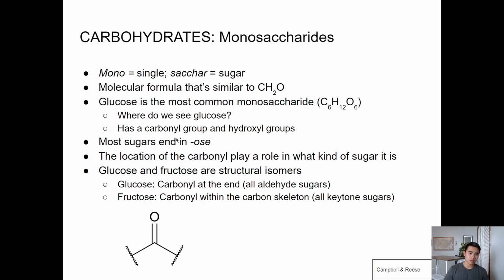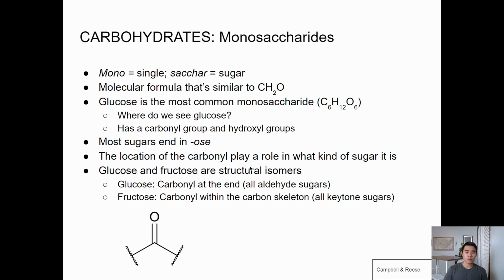And it has a carbonyl group and a hydroxyl group. These are the functional groups that are not specific to carbohydrates, but more indicators of carbohydrates. So a carbonyl group, not carboxyl, carbonyl group, and a hydroxyl group. You can also recognize a sugar if it ends in ose, like sucrose, glucose, fructose. So if it has an ose, just know that it's within the groups of sugars.